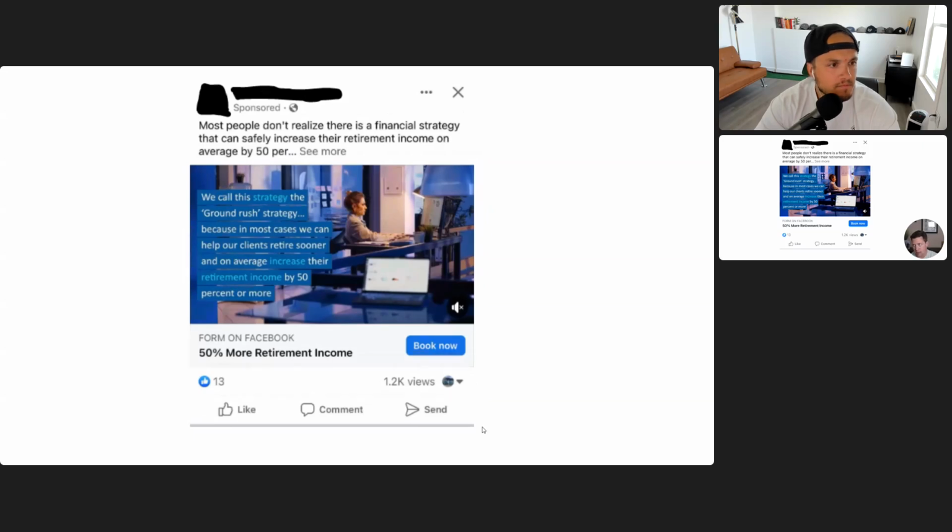It says most people don't realize there is a financial strategy that can safely increase their retirement income on average by 50%. And then on the picture, there's a lady on a computer. It says, we call this strategy the ground rush strategy because in most cases we can help our clients retire sooner and on average increase their retirement income by 50% or more. And then on the bottom it says 50% more retirement income. And then the call to action is book now. So what do you think of this one?